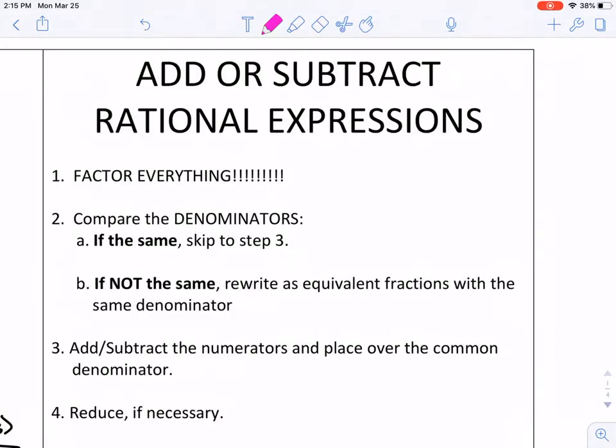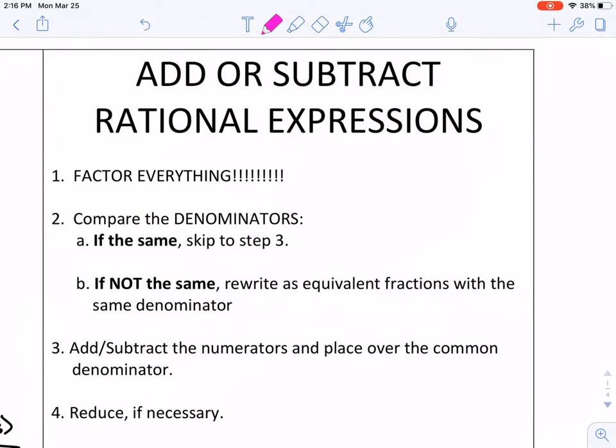So today we're going to be adding or subtracting rational expressions. The big thing here is that you have to have the denominators the same in order to add them together. And how we do that is to multiply by a special form of 1. Since any number over itself is the same as 1, it does not change the value of your expression. And so that's what we're going to take advantage of when we do this.